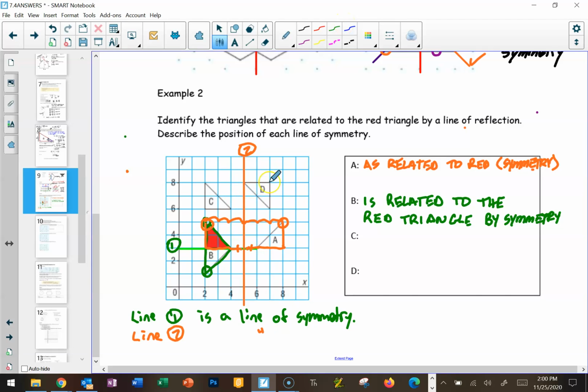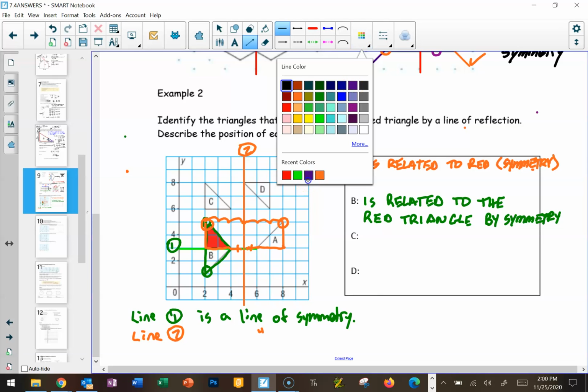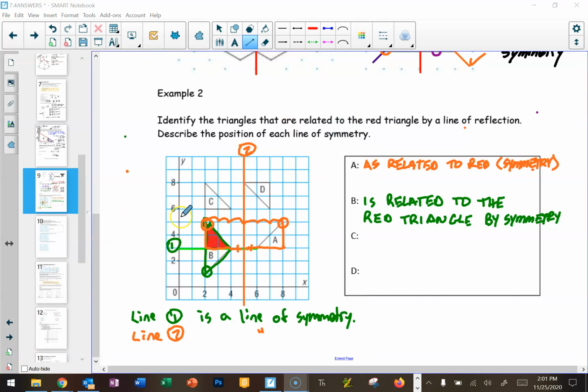So let's see if we can do anything for C or D. Let's get the line tool back. Get the color. Put purple. Is there a place where I can draw a purple line that's halfway between the red triangle and C, where I can match up all the points? Well, the only place I can draw a line that's exactly halfway between them, I got my line tool here, is right there, because I would say that that's halfway between triangle C and the red triangle. Just try and nudge it up a little bit here.